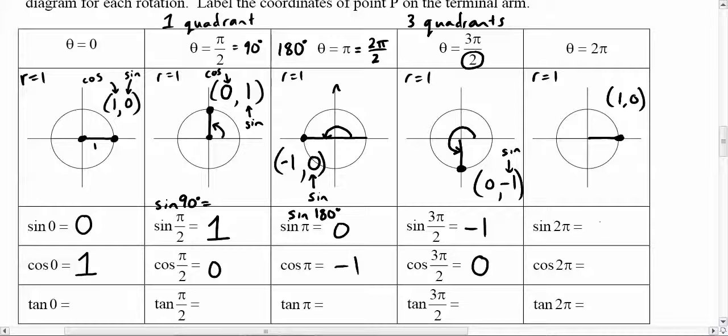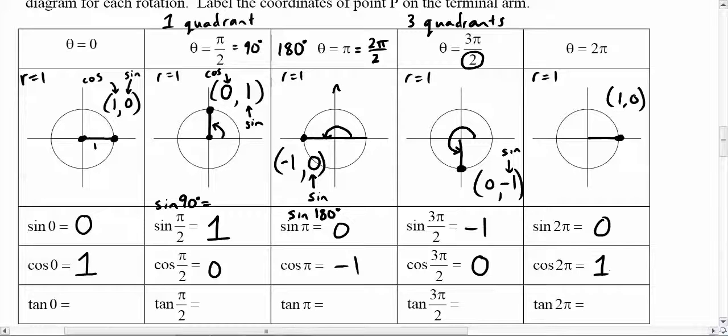And you could imagine that you could keep going around and around like this in circles forever. The next one will be 5 pi over 2 and then 6 pi over 2. These patterns start to repeat. So sine goes 0, 1, 0, negative 1, 0, 1, 0, negative 1, and on and on and on.